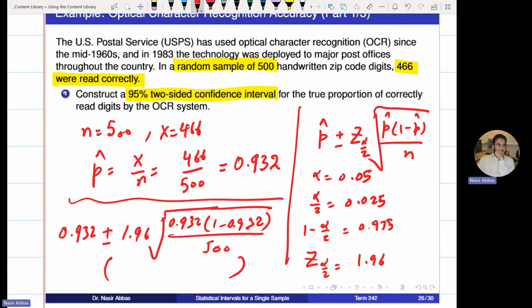And what can you say about this confidence interval? You will say that we are 95% confident that the true proportion of correctly read codes is between this and this, whatever the two numbers come. Compute it for me, the lower and the upper limit, and I will write it for you. We're almost done with the chapter. 0.954. This is the lower. This is the upper.